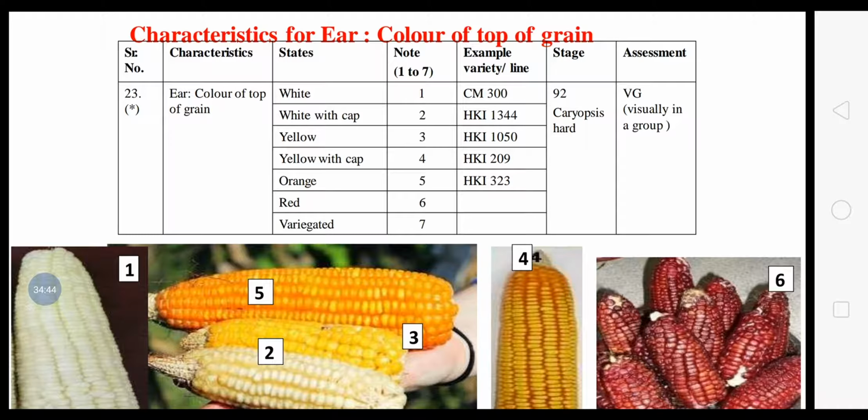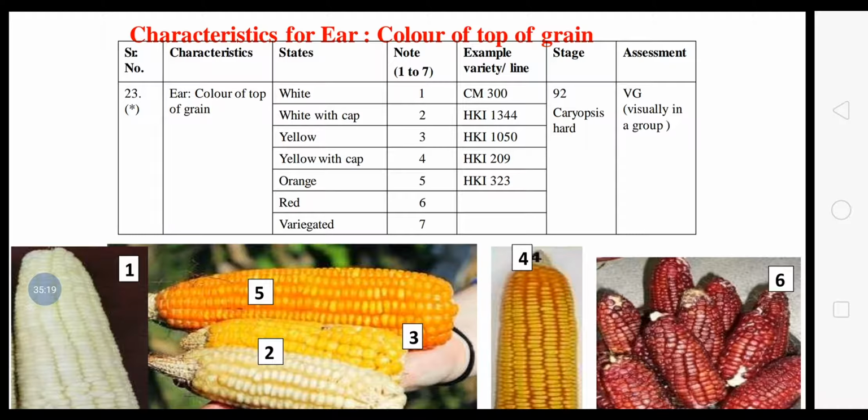23rd character is color of top grain. Here the characteristics are divided into white with cap. White is given as score 1, white with cap as 2, yellow as 3, yellow with cap as 4, orange as 5, red as 6, and variegated as 7. For white cobs, example of the variety is CM300. White with cap HKI 1344, yellow is HKI 1050, yellow with cap is HKI 209, orange is HKI 323.